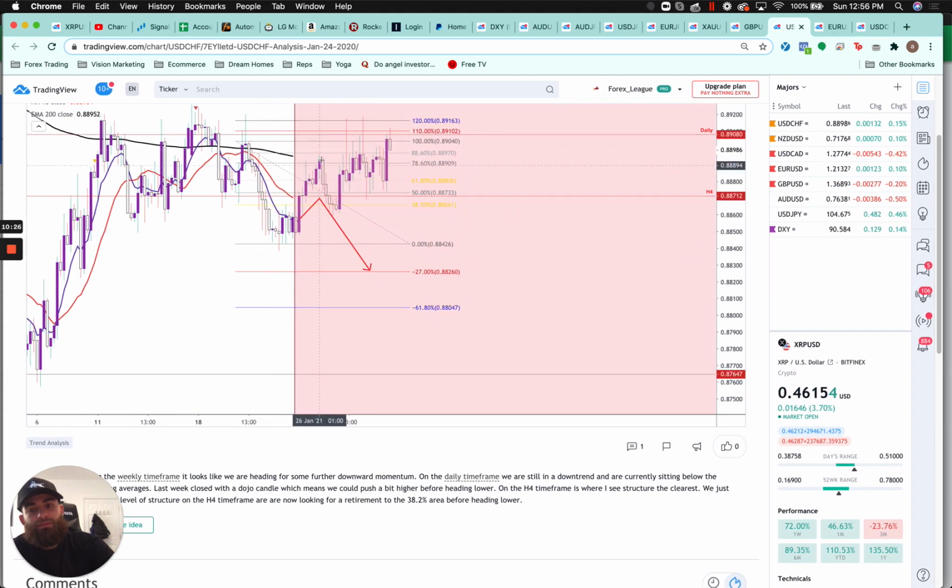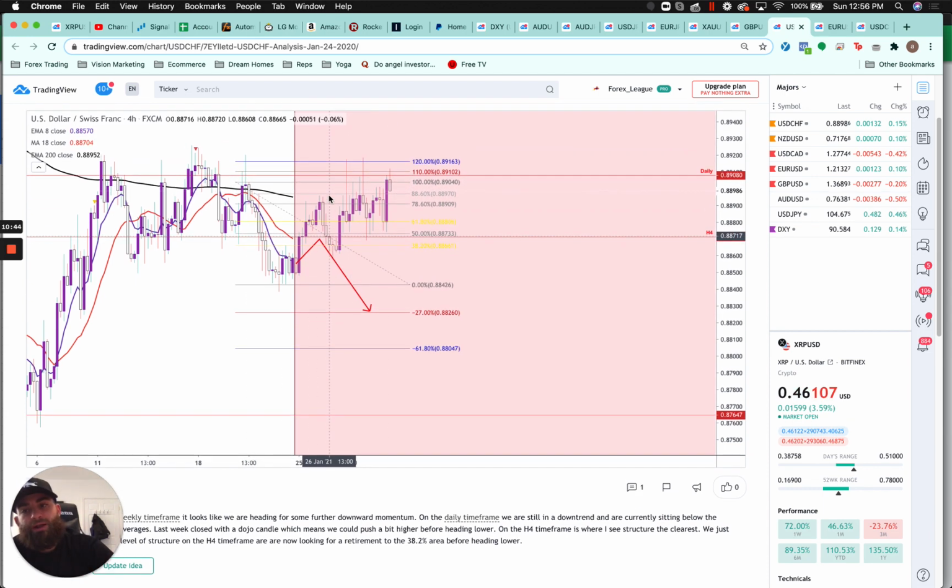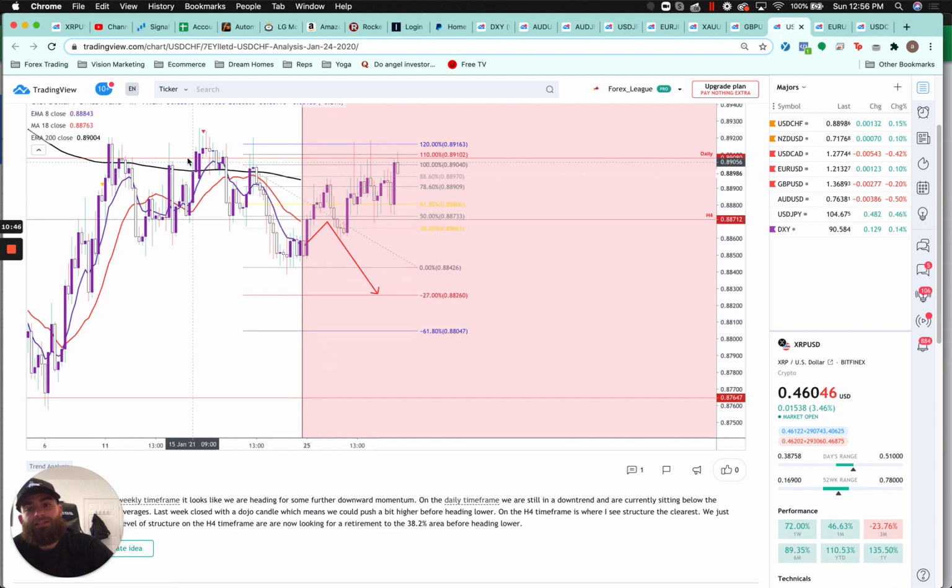So price came up, rejected the 78.6 level, started to head lower, came up, rejected that level again, headed lower, came up, rejected the level again, and then we broke. We broke this level, huge bullish engulfing. We're yet to break 100%. We're testing a supply zone right now. So we still are overall bearish on USDCHF until we break this high, this daily high right here.